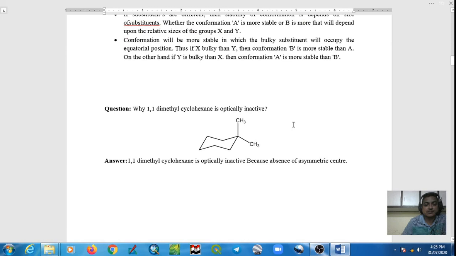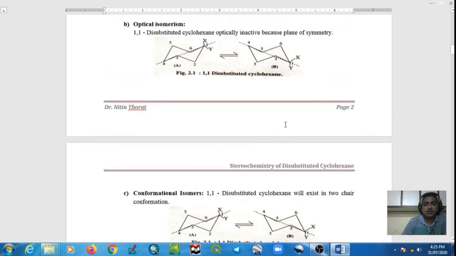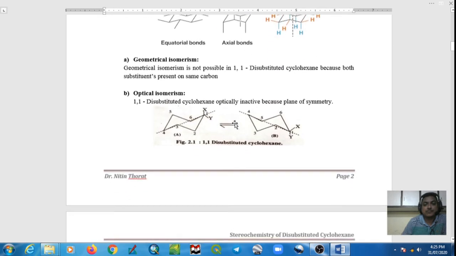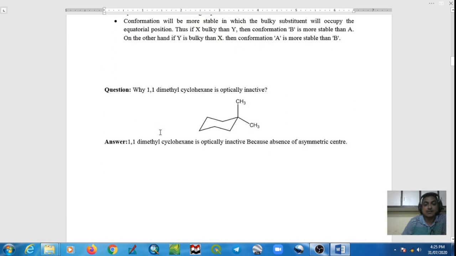There was a question in a previous exam: why is 1,1-dimethyl cyclohexane optically inactive? Here we saw that 1,1-disubstituted cyclohexane is optically inactive. The reason is the plane of symmetry passing through C1, C4 carbon. Now the question is, why is 1,1-dimethyl cyclohexane optically inactive?